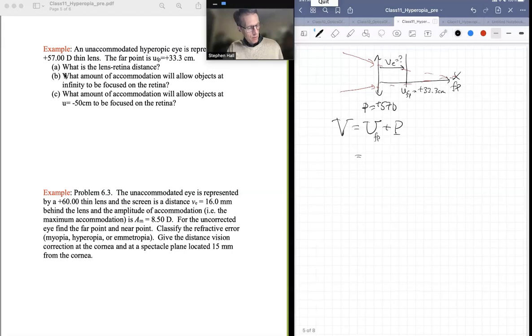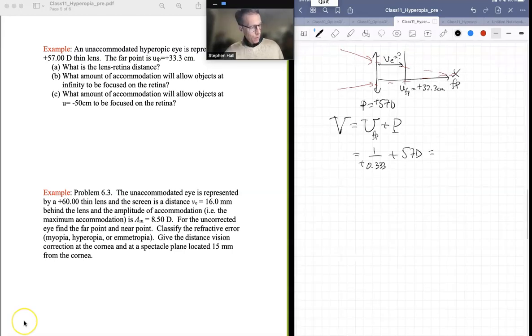So the object divergence is 1 over 0.333, and it's a positive value. And the power of the eye is 57 diopters. So this is 3 plus 57 equals 60 diopters. And then the distance itself is 1 over that divergence, 1 over 60 diopters, so that's our friend, the 1.667 centimeters.